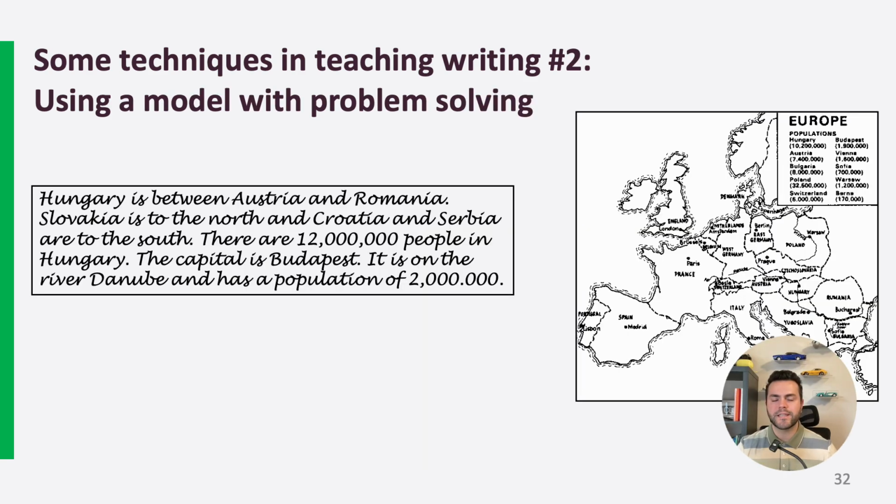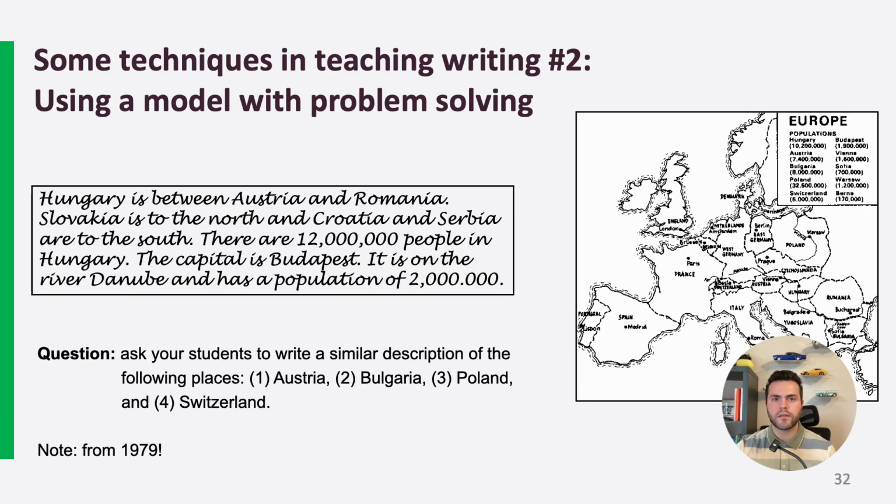Another great technique is using a model text along with a problem-solving task. For example, students read this short description of Hungary, then use the same structure to write about other countries using the map and data. This reinforces both form and content because students are not just copying, they are applying a pattern to new information. And this helps them internalize the language and structure.